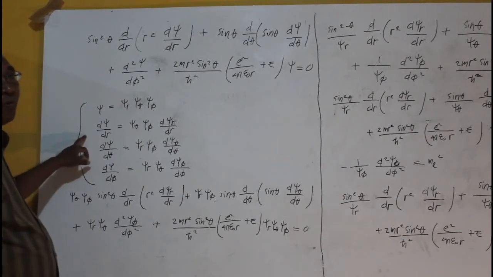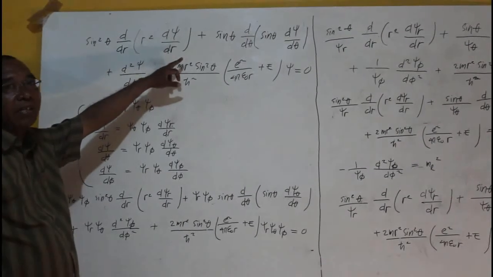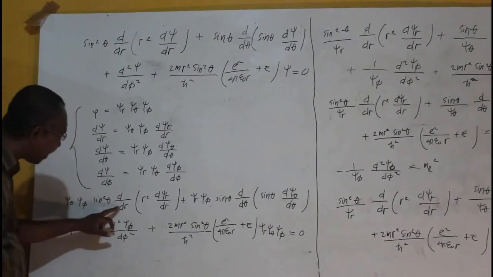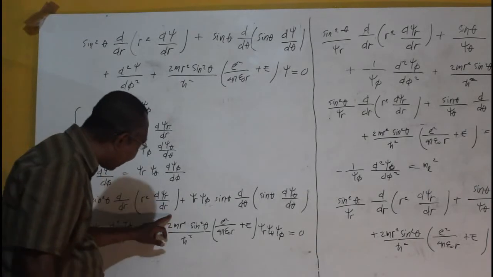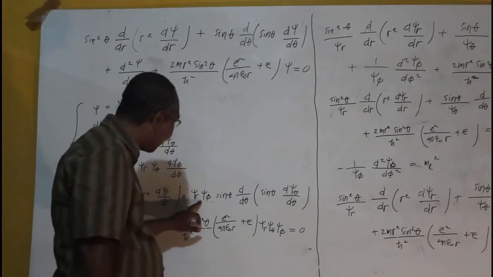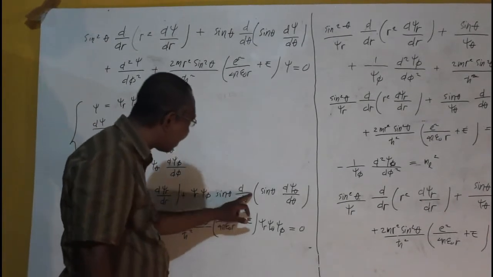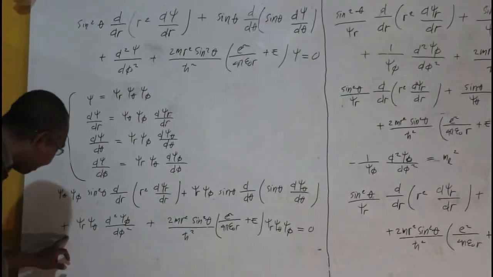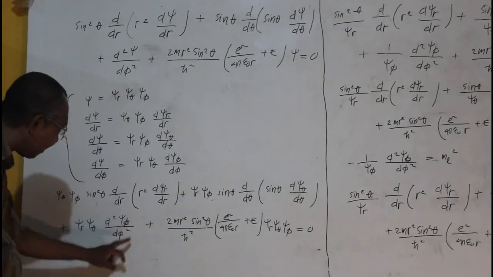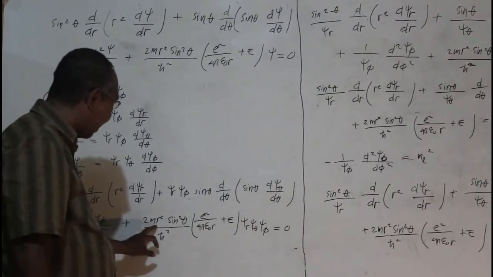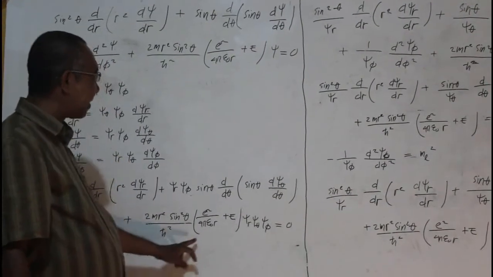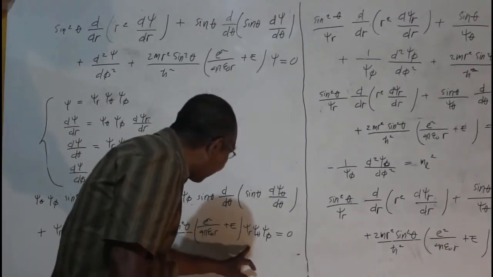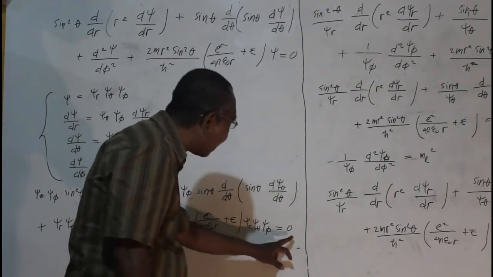If we substitute these three equations into the Schrödinger equation of the hydrogen atom, we obtain psi theta times psi phi times sin squared theta and d over dr of r squared d psi r over dr, plus psi r times psi phi times sin theta and d over d theta of sin theta d psi theta over d theta, plus psi r times psi theta and d squared psi phi over d phi squared, plus 2m r squared sin squared theta over h bar squared times e squared over 4 pi epsilon naught r plus E times psi r times psi theta times psi phi equals 0.